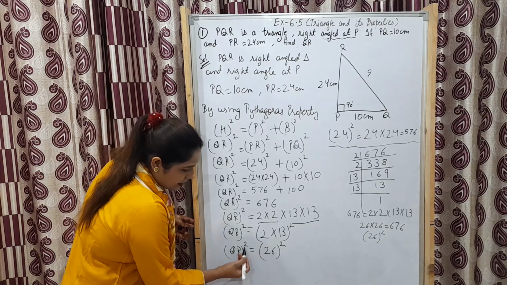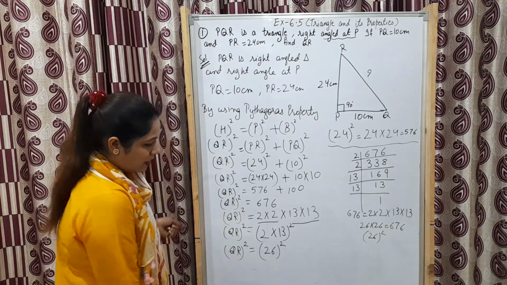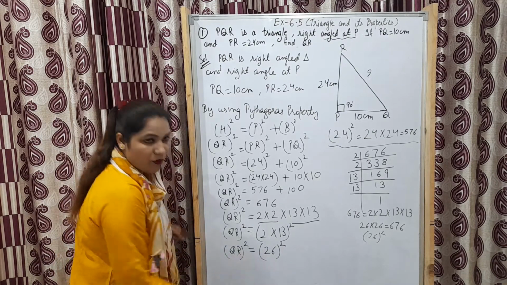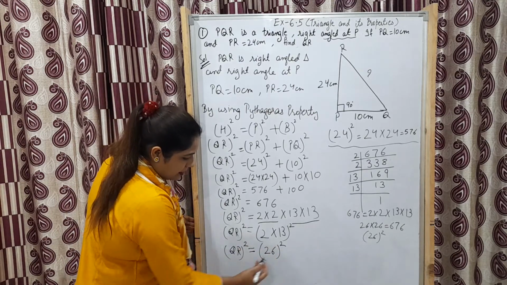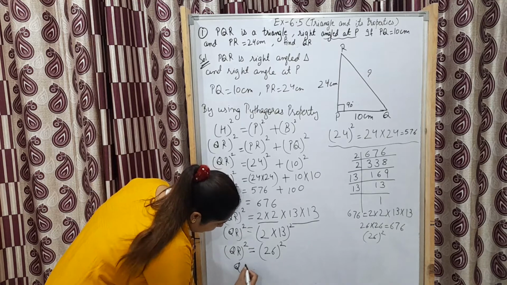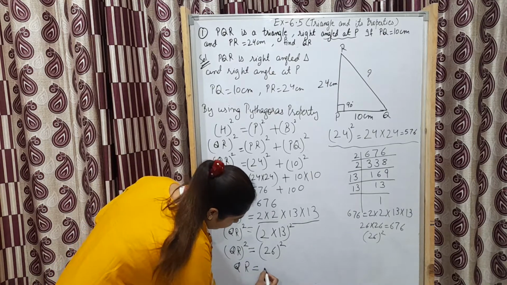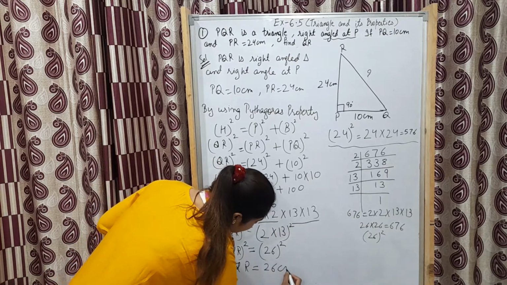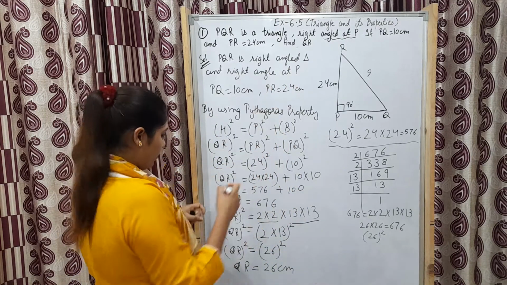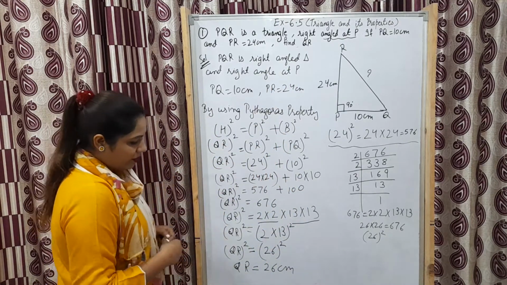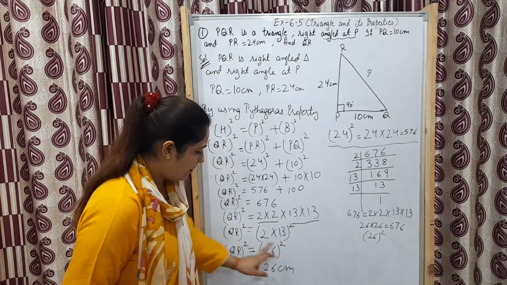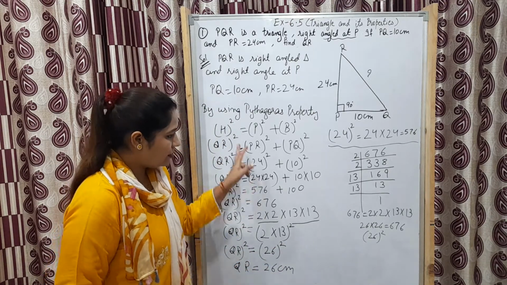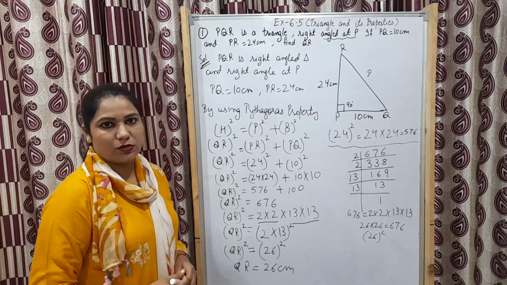Then here is square, here is also square, and here is a sign of equal to. Then by comparing, we will cancel these two. Then the value of QR will become 26 centimeter. They were asking about the value of QR, so the value of QR is 26 centimeter. This 2 and 2 will be cancelled. So in this way we will do the other question also.